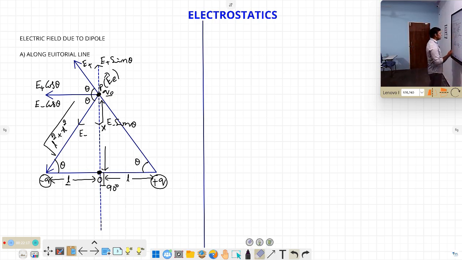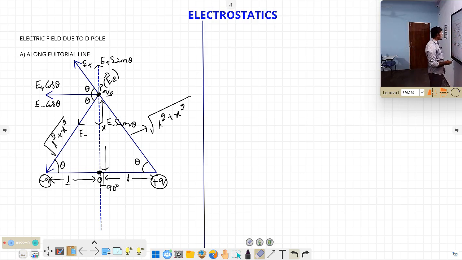The distance of the negative charge from the point. Similarly, the distance of the positive charge from the point is also the same, because from the center, the positive charge is at a distance of L, and from the center, the point is at a distance of X. So the hypotenuse gives the distance of the positive charge from the point. If you apply the Pythagoras theorem here also, that is also under root of L square plus X square.